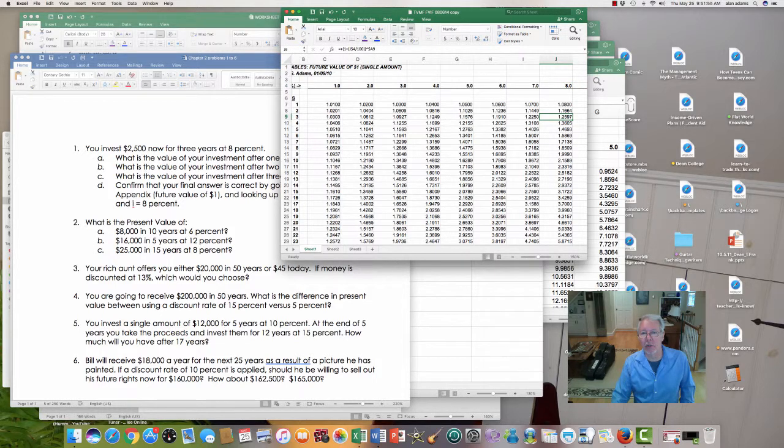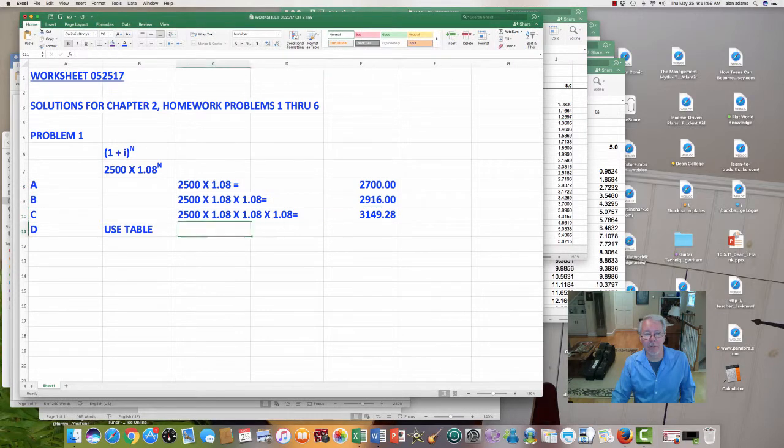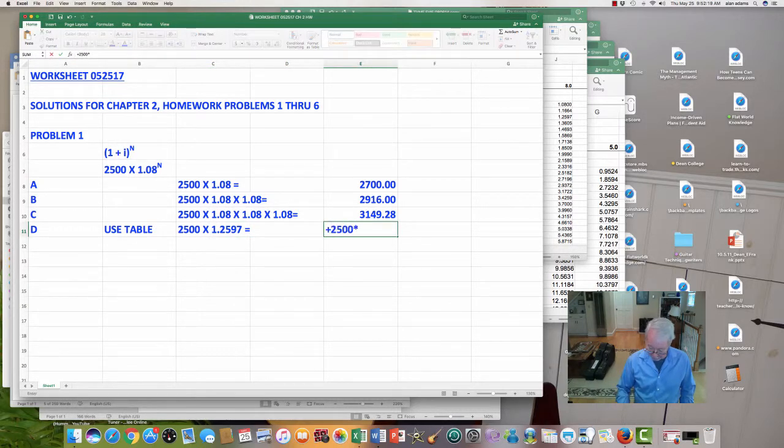The factor is 1.2597. So I take 2,500 times, I'm sorry, what was my number again? I just forgot it already. 1.2597. My apologies. That's a lot easier than multiplying something by itself over and over again, isn't it? So let's see what we get.